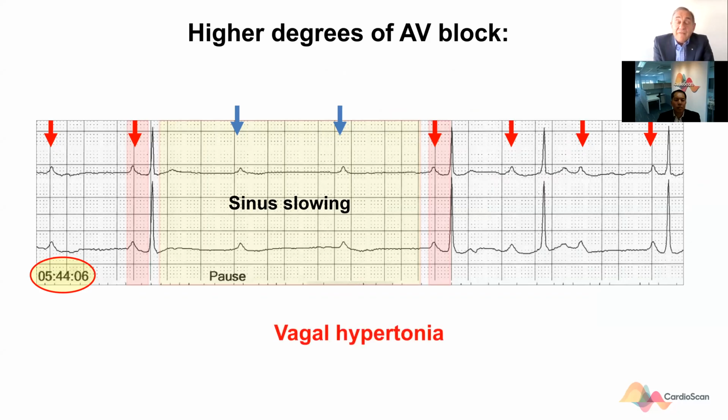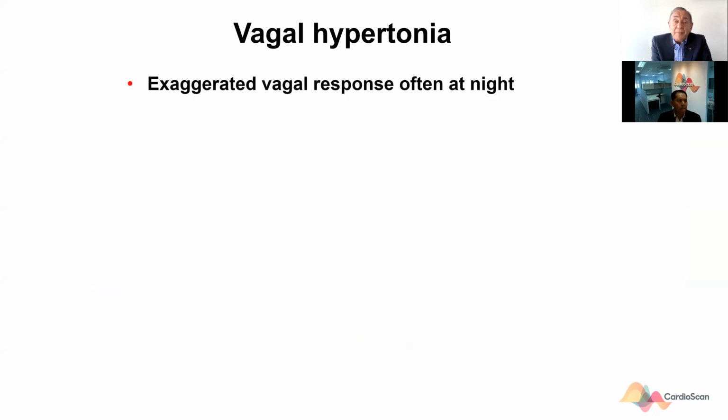And this we call vagal hypotonia. This is a term that I use rather loosely, I admit, and it is often used by people describing younger people who have a very hyperactive vagus nerve and have syncopal episodes. But I think there is a wide spectrum of vagal hypotonia, and I think it's extremely common overnight. Vagal hypotonia is an exaggerated vagal response, often at night.